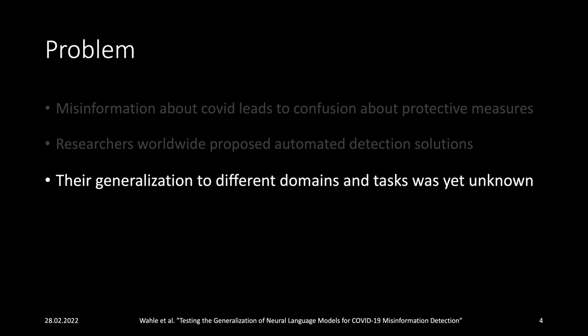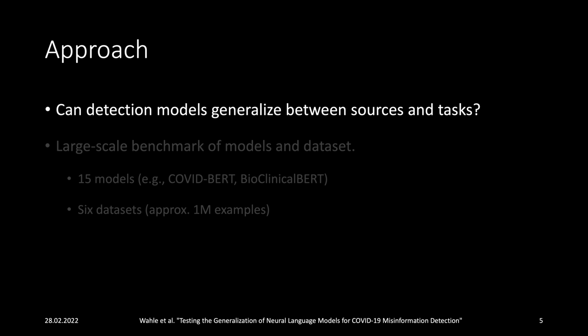sources. We have seen a very similar trend in natural language understanding over the past years, in which models are evaluated on multiple tasks, such as question answering, paraphrase detection, or word sense disambiguation. For misinformation detection models about COVID-19, this generalization property was largely unclear. In this study, we answered the question of whether current detection models can generalize on different datasets and tasks.